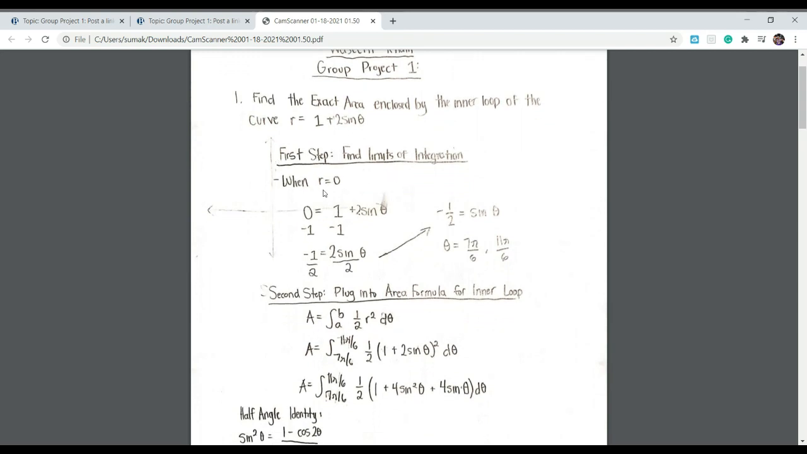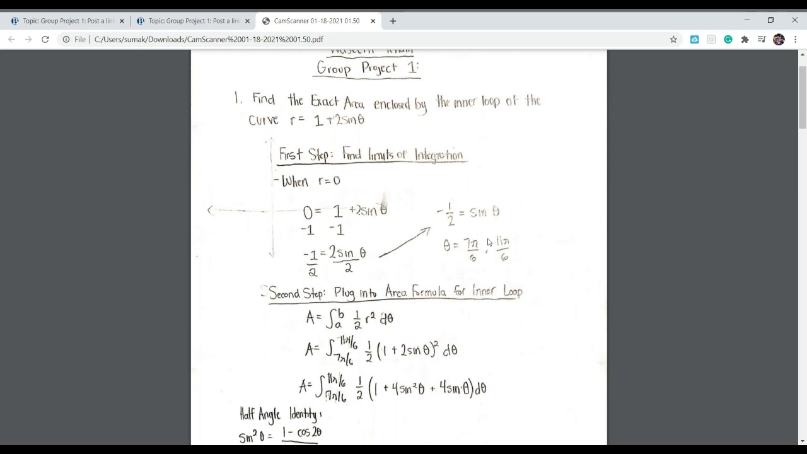So when r equals 0, what are the limits of integration? We have 0 equals 1 plus 2 sine theta. Sorry if that's a little blurry. We're going to solve for theta. We subtract 1 from both sides and get negative 1 equals 2 sine theta. Then we divide by 2, so negative 1 over 2 equals sine theta, and theta equals 7 pi over 6 and 11 pi over 6.